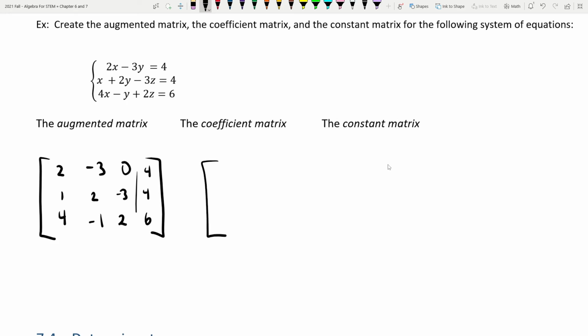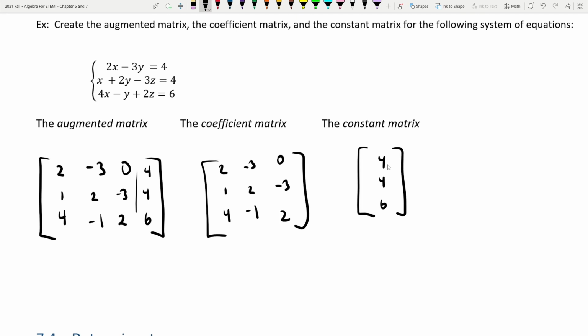The coefficient matrix is the first part of this, so it's going to be 2, 1, 4, negative 3, 2, negative 1, 0, negative 3, and 2. And the constant matrix is the part on the end, 4, 4, and 6, the single column.